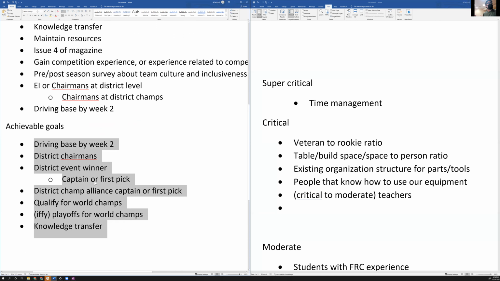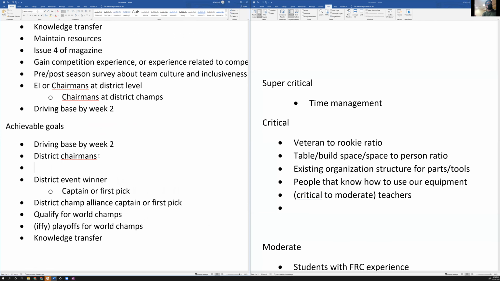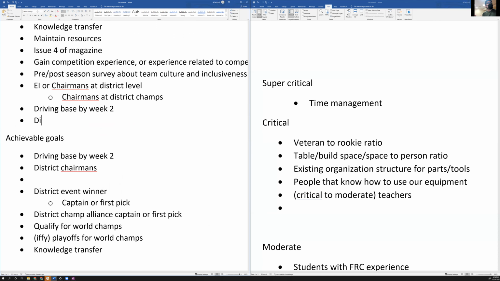I think you only win one. We could say district Chairman's at one and district EI at the other is what our goals are. That would certainly be nice because if we win district champs EI, that would pay for world champs. So I like that. I'm going to just add that up here. I'll let others talk about that more later.